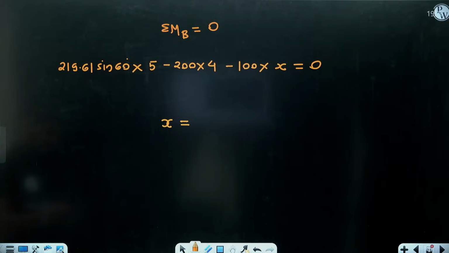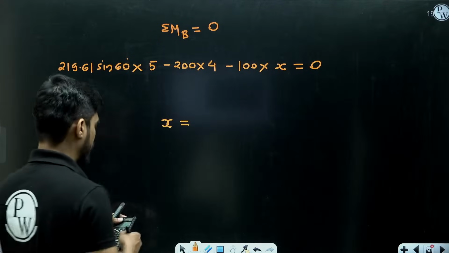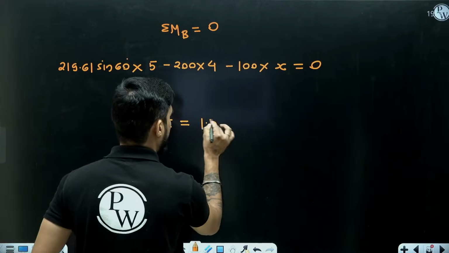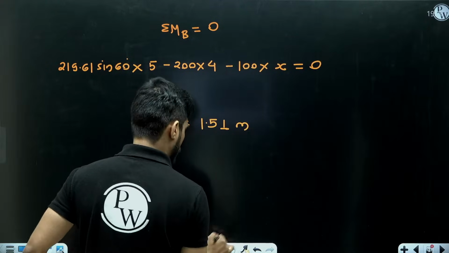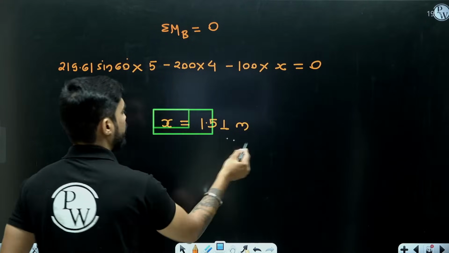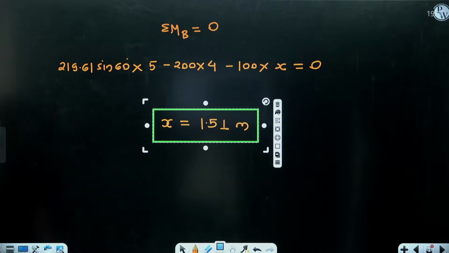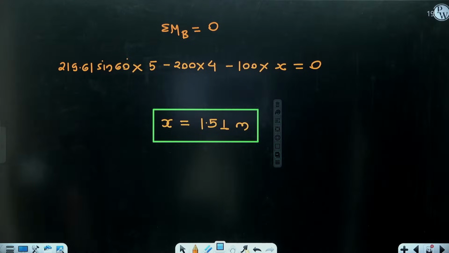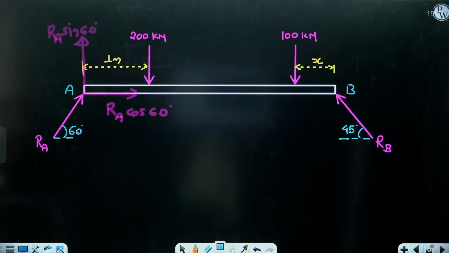So 219.61 sin 60 multiplied by 5 minus 200 into 4, divided by 100. I am getting 1.509, means almost 1.51 meter. I hope this is the answer you are getting. Yes, 1.51 meter, almost 1.51 meter.